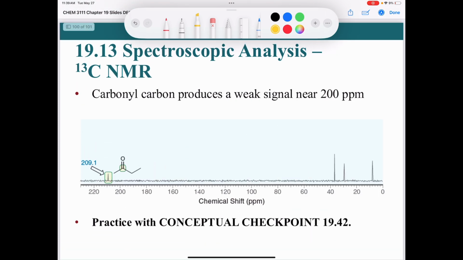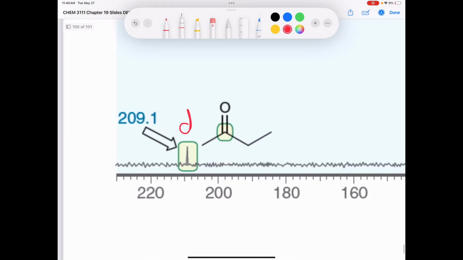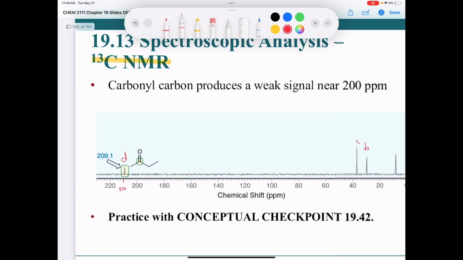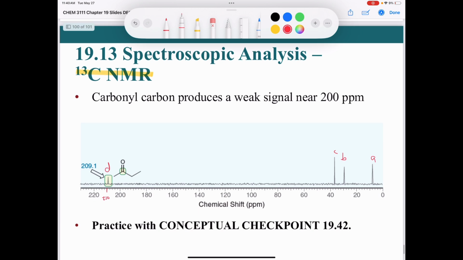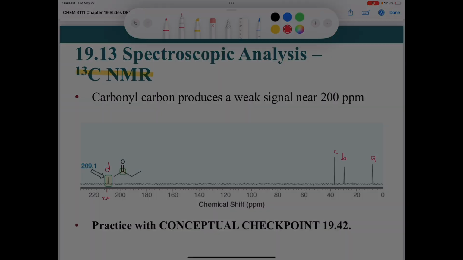And then finally, if you're looking at a carbon-13 NMR spectrum, carbonyls are usually easy to spot because they produce a weak signal around 200 parts per million. So you can see we have these signals here, A, B, C, and then you go all the way down here and you see this little signal. That would be the carbonyl carbon because it's pretty close to 210 parts per million. Those are really the only signals we see that high up in the carbon spectrum, a carbonyl carbon around 200.